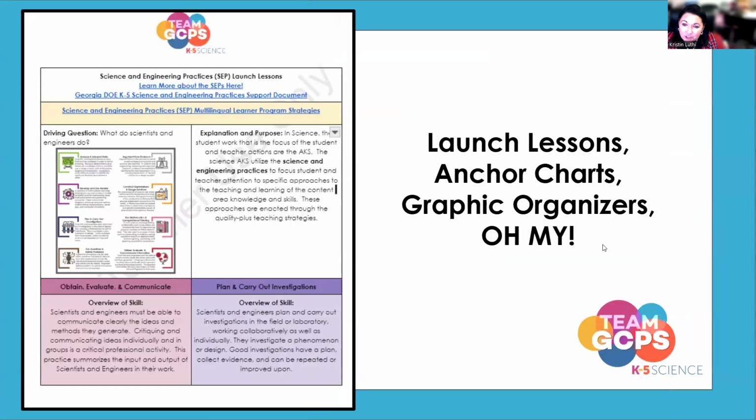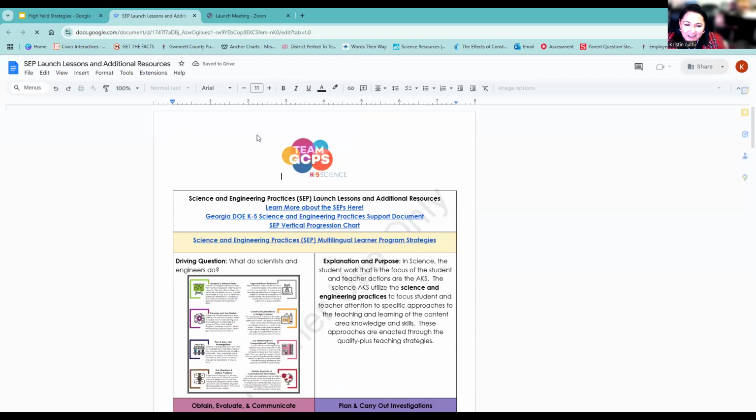Also, as a reminder, our launch lessons are a great place if your students are struggling with those science and engineering practices. So on our science and engineering practice page, that is where you're going to find our launch lessons, our graphic organizers, and our anchor charts. So I'm going to click this and show you what it looks like.